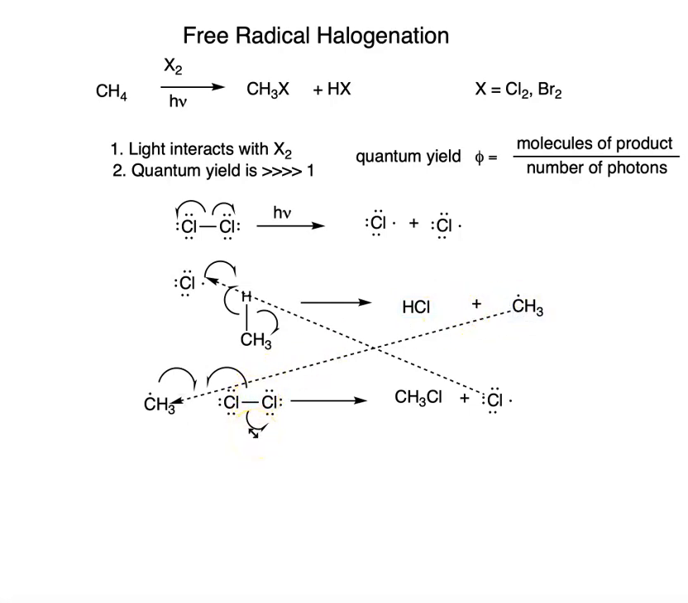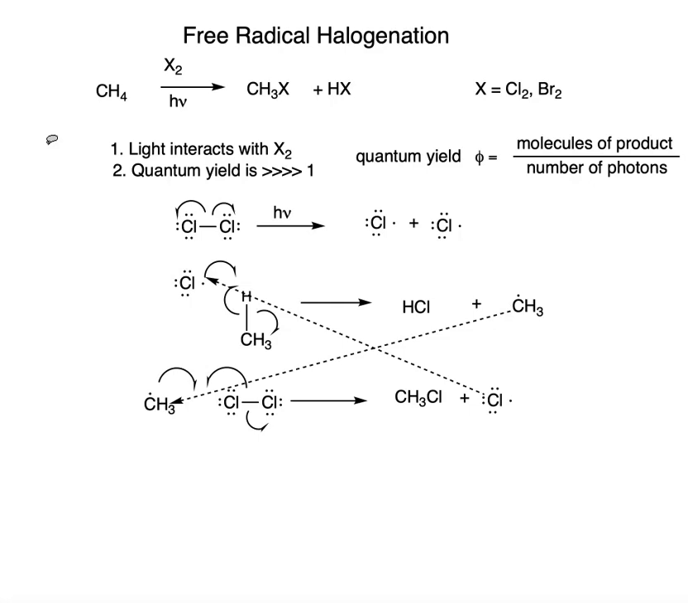This is a chain reaction. It goes over and over and over again, giving more and more product. That's how I can get many products. I can have a quantum yield that's greater than 1 from a single photon of light. I get this chain reaction.